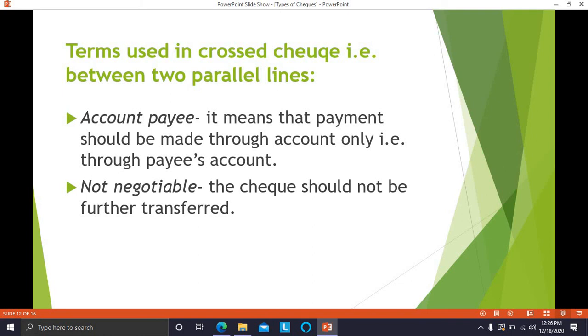Now suppose one person does not have an account and he gets a check which is an account payee check. Then what is the solution for that person? So he has to open an account and then the check will be deposited in the bank. It will be credited to his account and then he can withdraw the money.